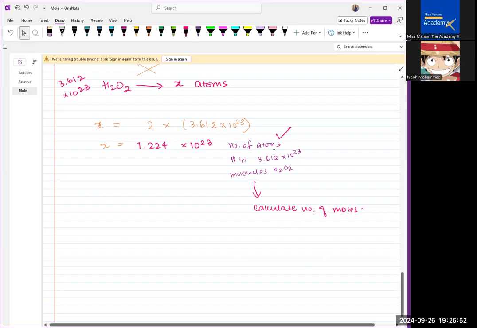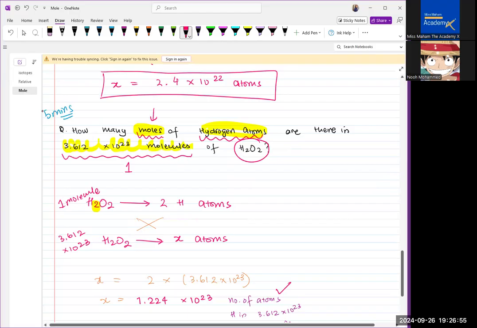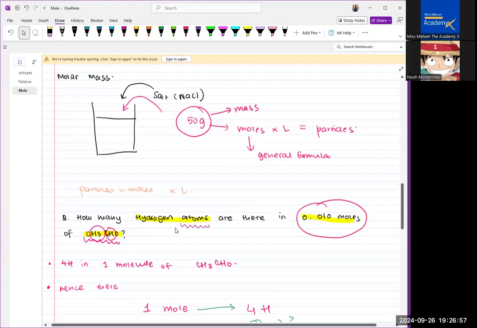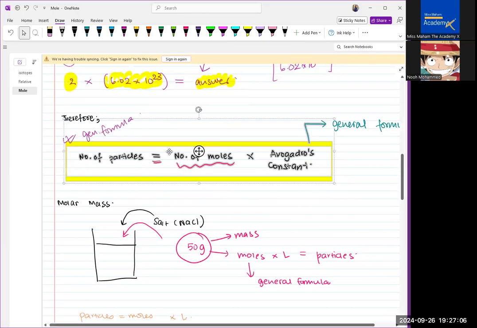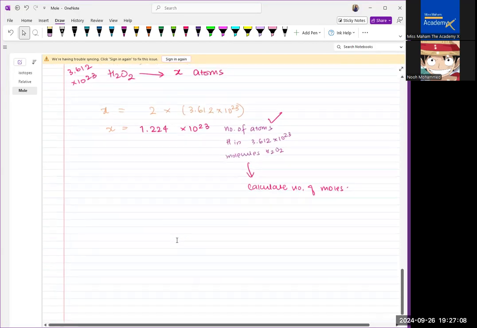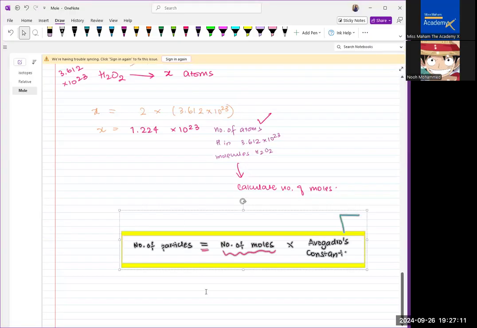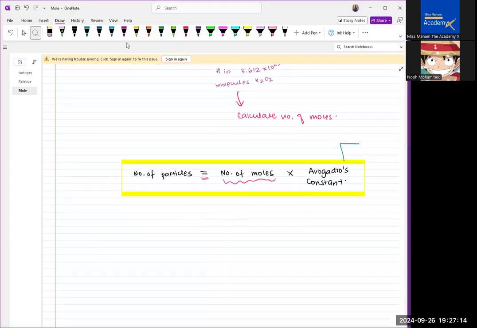Correct? What do we need? Number of moles, right? They're asking you how many moles. So how do you find out the number of moles? Same general formula use करेंगे. This is my general formula. I'll just place in values. So number of particles is your number of atoms or particles. Number of moles is what you want, so I'll take this as x. Avogadro's constant क्या है? 6.02 into 10 to the power 23, right?